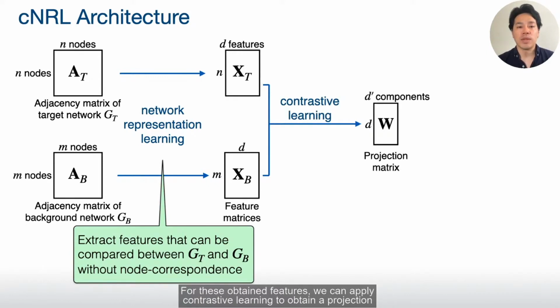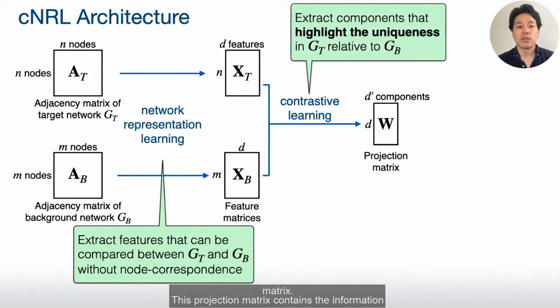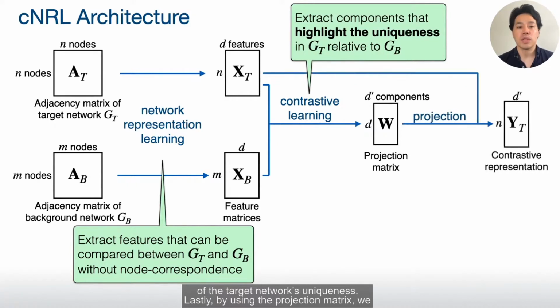From these obtained features, we can apply contrastive learning to obtain a projection matrix. This projection matrix contains the information of the target network's uniqueness. Lastly, by using the projection matrix, we can project the target network into a low-dimensional space.